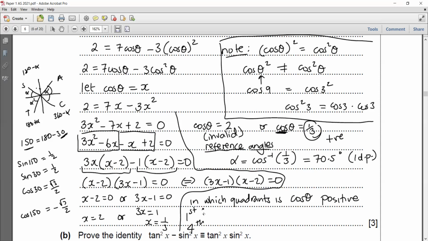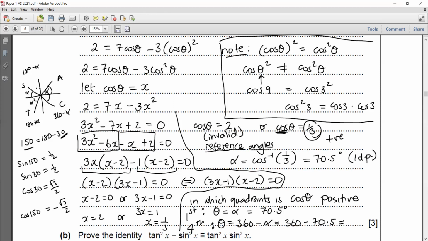So now if an angle is in the first quadrant, then we say that theta is equal to the reference angle. So theta is equal to my reference angle, which is 70.5 degrees. If it is in the fourth quadrant, angles in the fourth quadrant, we write them as 360 minus the reference angle. So we say theta is equal to 360 minus alpha. So this is 360 minus 70.5. This you just type in on your calculator.